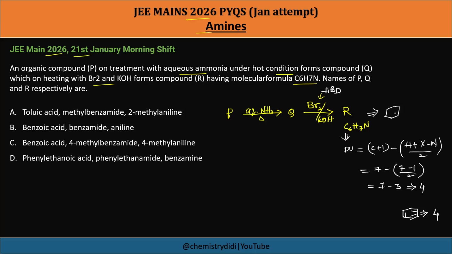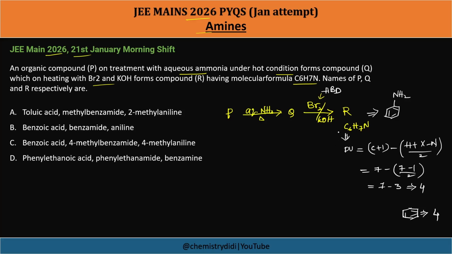If you draw the benzene ring, what else is left? One nitrogen is left, and this benzene ring contains 6 carbons. If you write aniline, with NH2, let's check. There are 5 hydrogens on the ring, 5 plus 2 is 7. So 7 hydrogens, 1 nitrogen and 6 carbons. This is getting satisfied, right? So R should be aniline for sure.